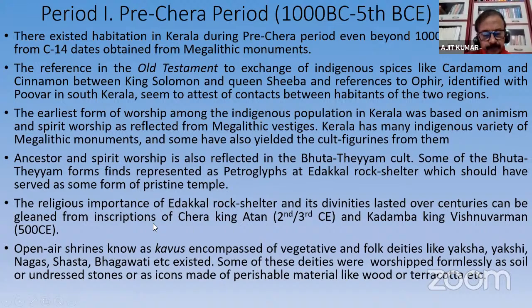And while this was there, open air shrines, which are known as Kavu in the local parlance, comprised vegetative and folk deities like Yakshas, Yakshis, Nagas, Shasta, Bhagavati, etc. Some of these deities were not worshipped in iconic form, but they were worshipped formlessly as soil, undressed stones, and sometimes icons of perishable material like wood or terracotta were also prevalent in such kavus. There are also temples which developed on the same lines where you don't have an icon in the sanctum sanctorum, but in many cases it is only represented by either soil or a simple stone, continuing this very pristine tradition of open shrines like caves.